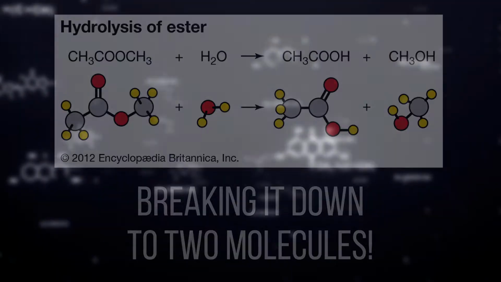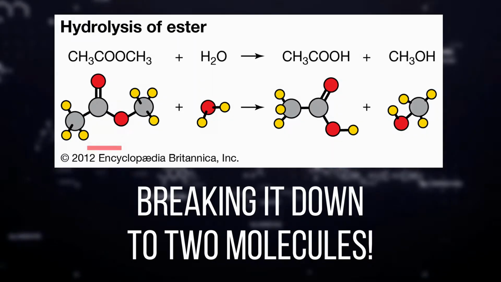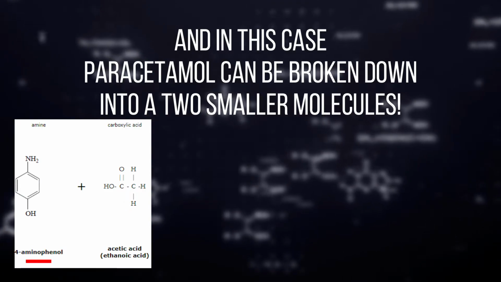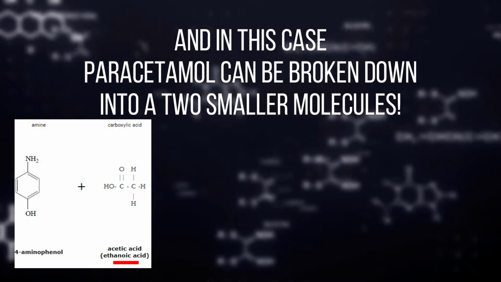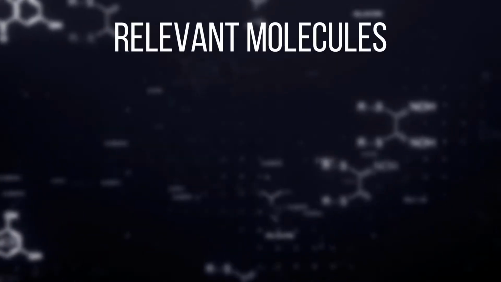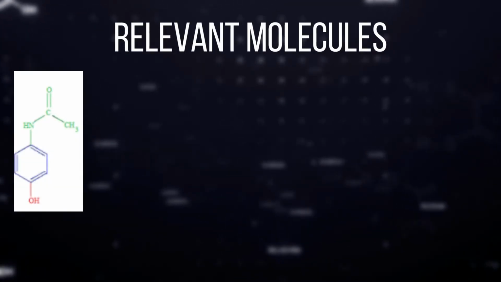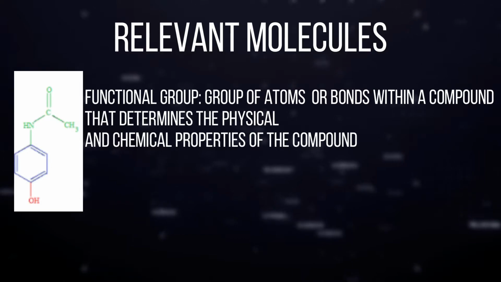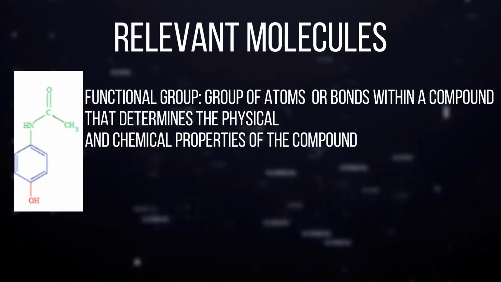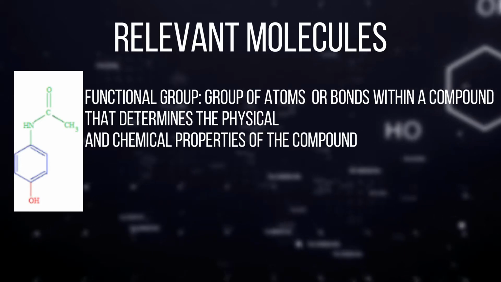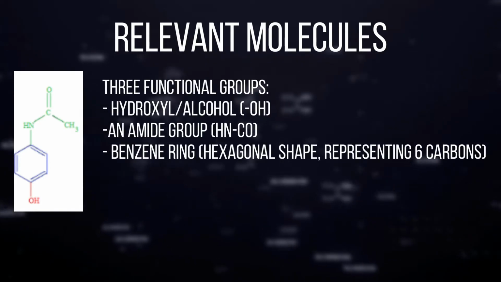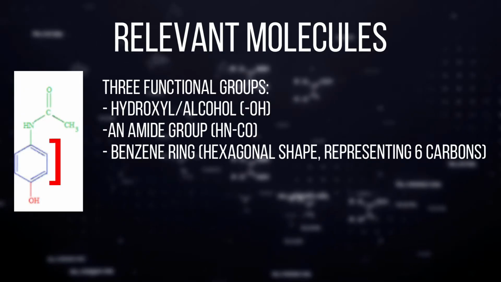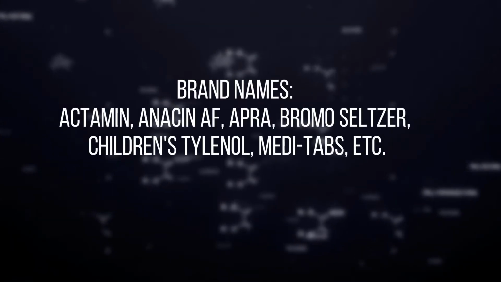Now, a hydrolysis reaction is a reaction in which a water molecule breaks apart a large molecule, and this reaction produces an amine, or in this case 4-aminophenol, and a carboxylic acid, or in this case acetic or ethanoic acid. In regards to its relevant molecules, acetaminophen contains 3 functional groups. Now, a functional group is essentially a group of elements that help dictate the chemical and physical properties of the compound it is attached to. And in this case, acetaminophen has 3 functional groups: a hydroxyl group, an amide group, and its main structure is a benzene ring.